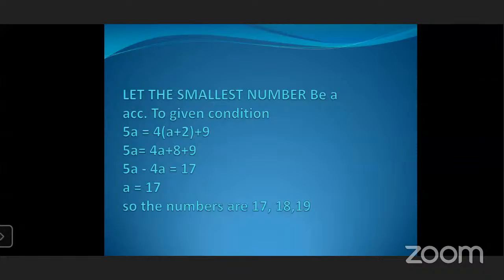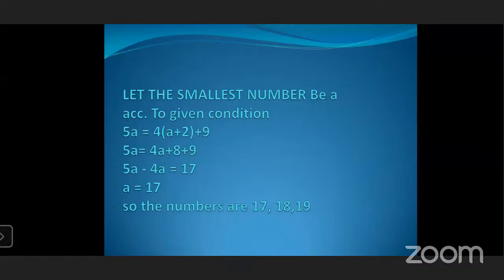5 times the smallest number, meaning 5a, is equal to 9 more than 4 times the biggest number. 9 more means plus 9. Listen carefully, it's slightly complex. 5 times the smallest number, so 5 into a, 5a, is equal to plus 9.